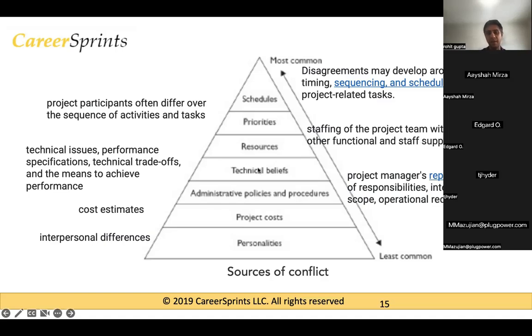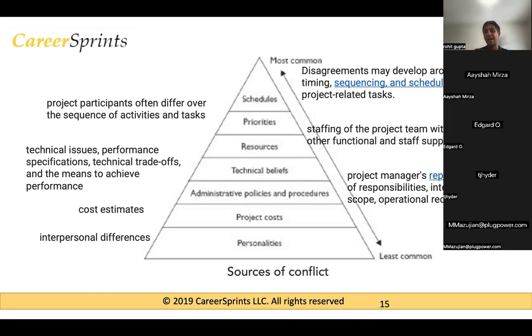Next is technical beliefs. So technical beliefs could be, for example, how should the project be implemented technically? What should be the architecture of the project? How should a specific area or a technical implementation of a project, how should that be addressed? What are the technical trade-offs that we should be making? What are the means to achieve high performance?